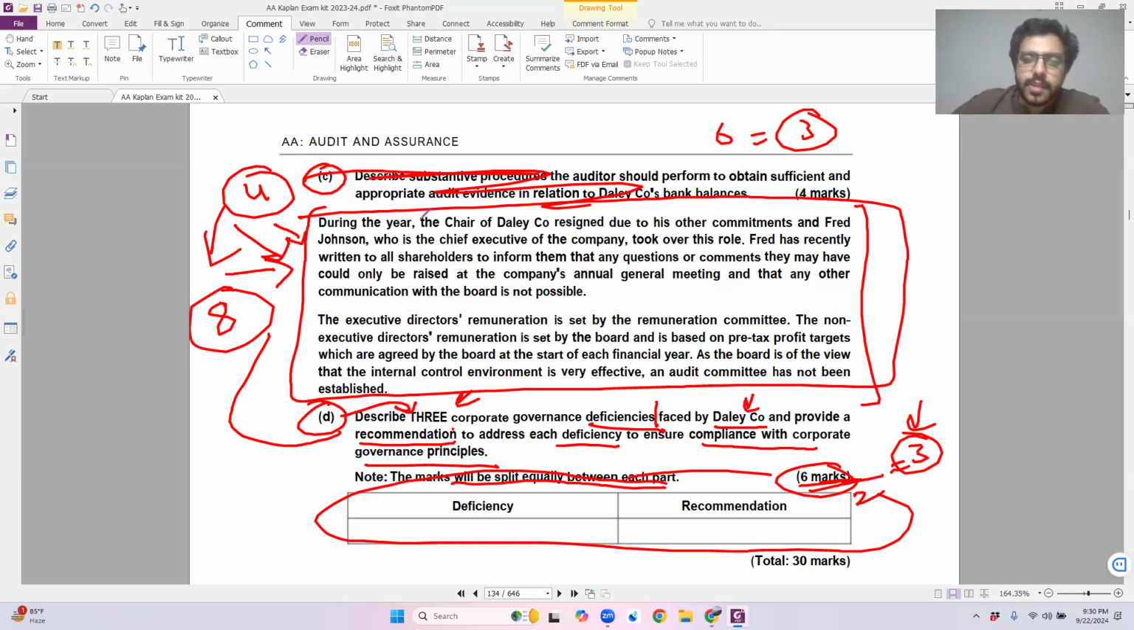Great. Let's move towards the question. So let's read the question from where it begins right here. Now remember, we have to read it and identify what is going wrong here. Then we will go towards the answer. First, we need to identify. So what is written right here? During the year, the chair of Daley Corporation resigned.